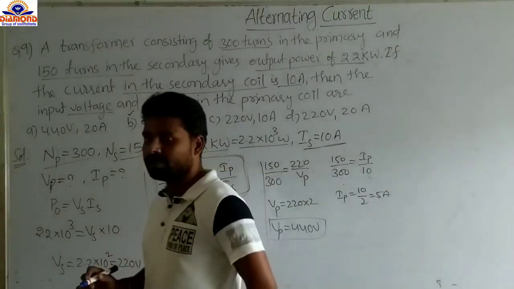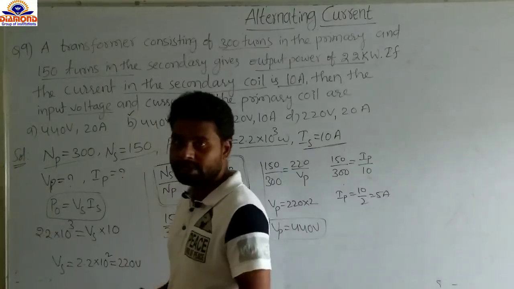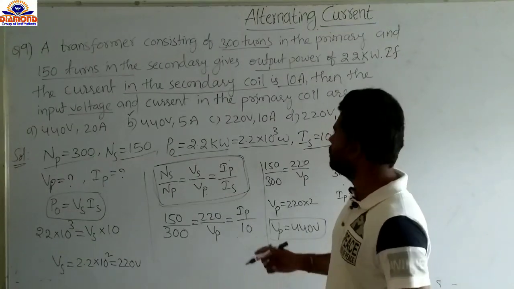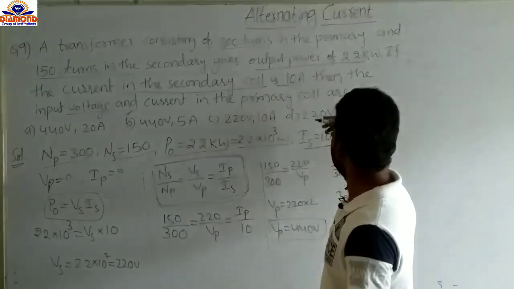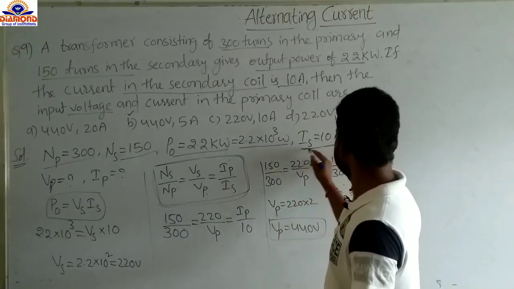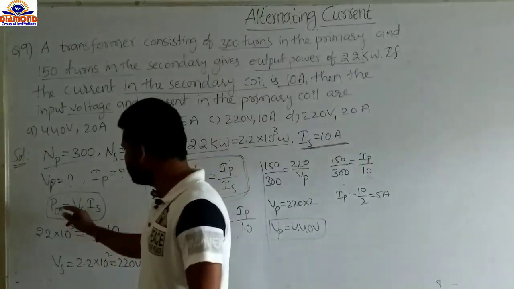How to find the VS value? They have given one hint: output power is given, and output current is also given. Output is nothing but the secondary. Output power is P naught, and output current, that is the secondary current, is 10 amperes as given. Output voltage we have to find. So P naught equals Vs into Is.